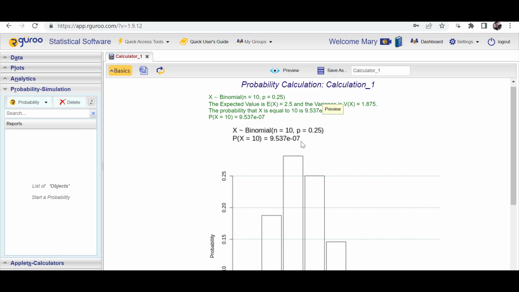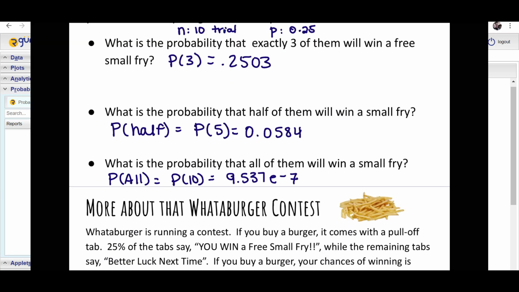We've got the number 9.537e to the negative 7. It says 07, but it's just negative 7. And if you will recall what that means, it means that I need to take this 9.537, take the decimal, and move it 7 places to the left. 1, 2, 3, 4, 5, 6, 7, new decimal, and everywhere there wasn't a number, we put a 0. So that's a very, very, very small probability.